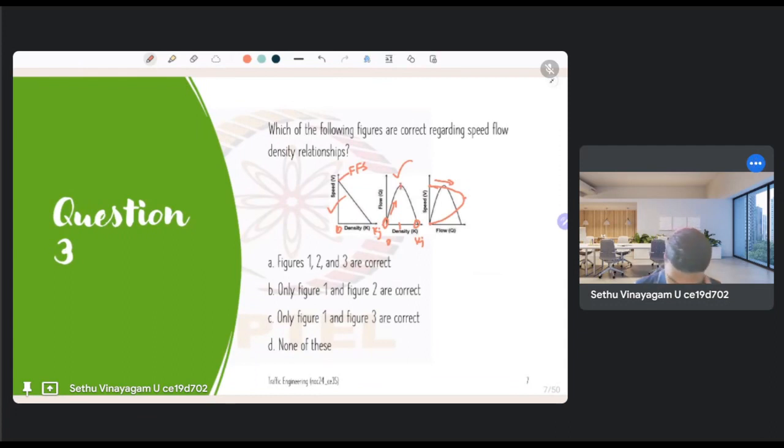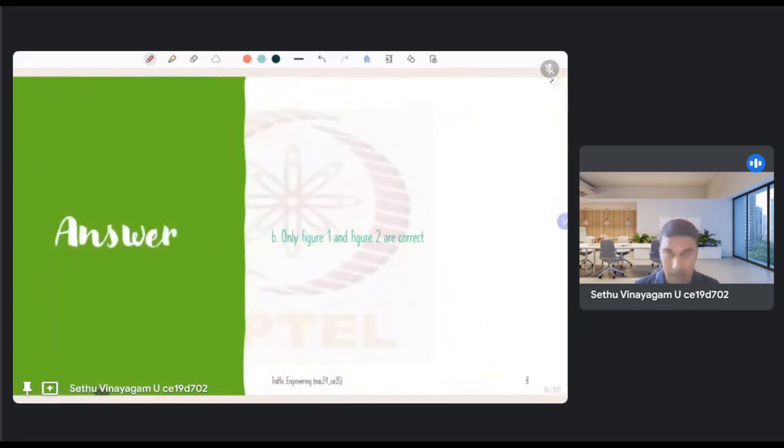Once we have reached the critical point, what happens? When density increases further, your flow will keep coming down. But because speed is linearly related to density, it will still keep reducing, and go all the way to 0. So this is the correct relationship between the speed and flow. This is also non-linear, but it will be like this. So out of these three figures, only figure 1 and figure 2 are correct. Third figure is incorrect. So B is the right answer.